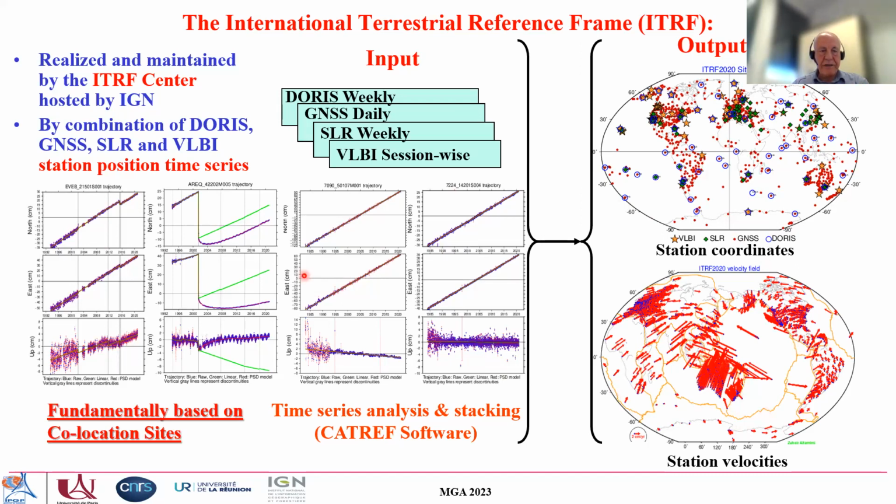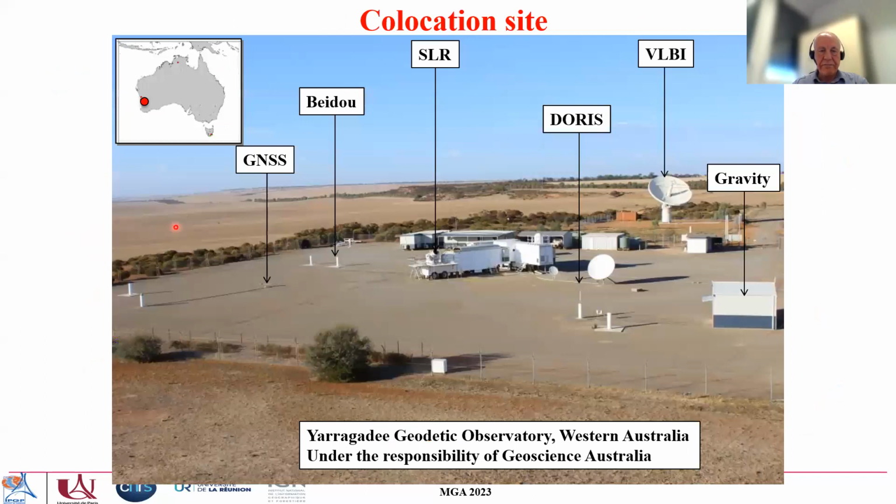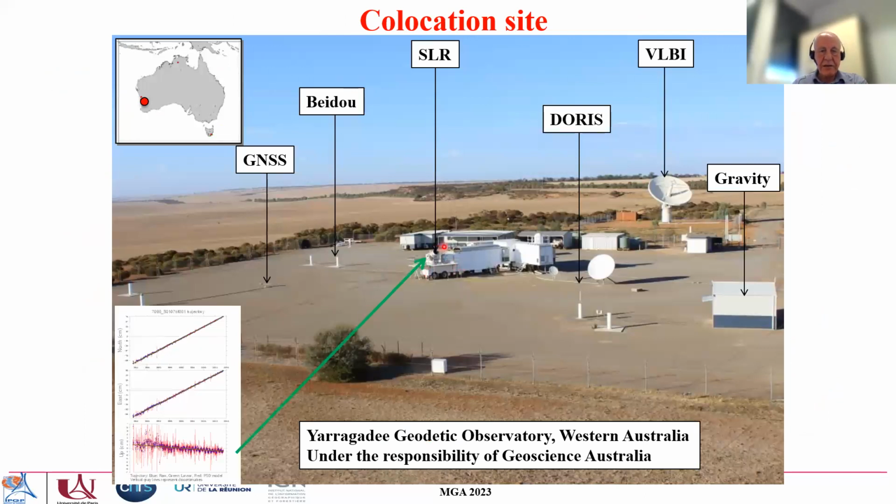Now, the ITRF is fundamentally based on collocation sites. This is a picture of a fundamental collocation site in Yarragadee in Western Australia, where you have all four techniques collocated together: GNSS, SLR, DORIS, VLBI, and even gravity measurement here. So this is, for instance, the SLR instrument that has been here for about 40 years. And we have a very nice time series of that SLR telescope.